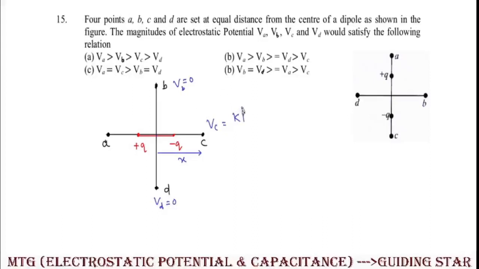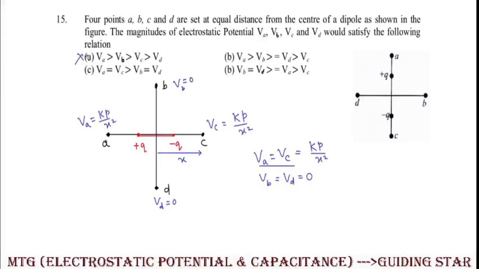Kp upon x square, as we are taking a dipole. Similarly, potential at A will also be Kp upon x square. So that means in this particular case potential at A equals potential at C, and potential at B equals potential at D, and that is 0. So these two are the same, and as we are getting Kp upon x square, the values of these two are greater than 0. So we'll have to check that.